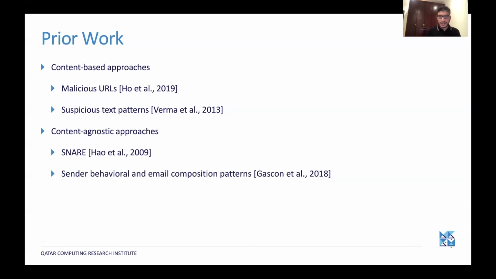Verma et al., on the other hand, looked at the textual pattern utilizing NLP to decide whether it's a phishing email or not. And from the content agnostic approaches, where they only use header features to decide whether it's an unwanted email, SNARE is one of the very early works where they try to profile senders to identify unwanted emails. But their approach only applies to spam emails, and also the accuracy is quite low, in the range of 90%.